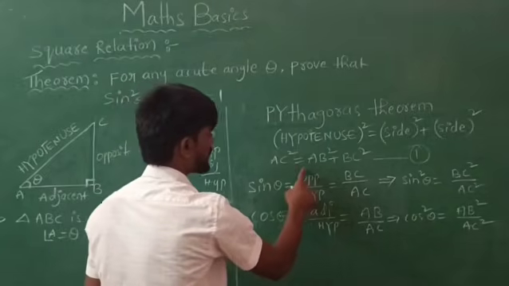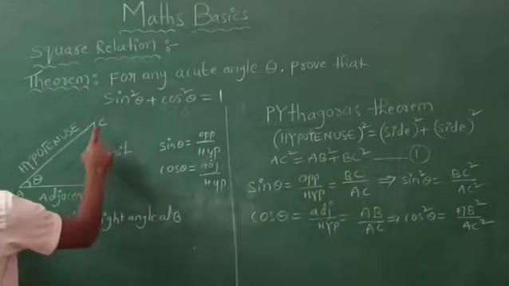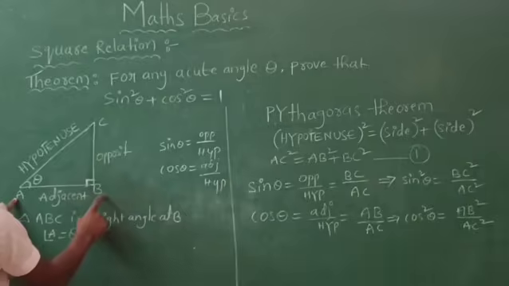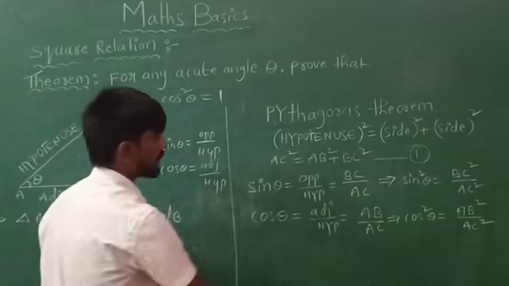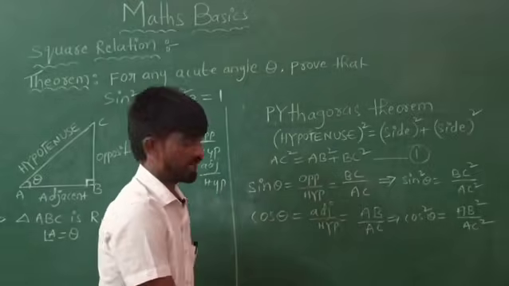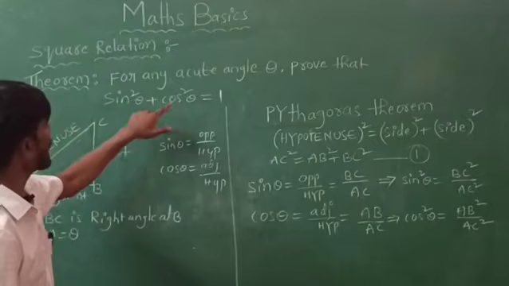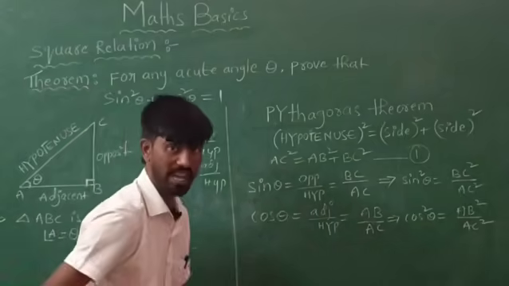So AC square is equal to AB square plus BC square. Hypotenuse means AC square, side square means AB square, and the other side square is BC square. I am considering this as equation 1. We have sin²θ and cos²θ. First of all, I am going to find sin²θ.